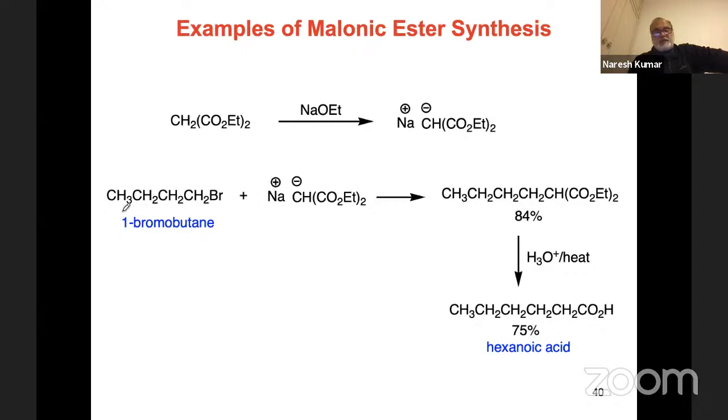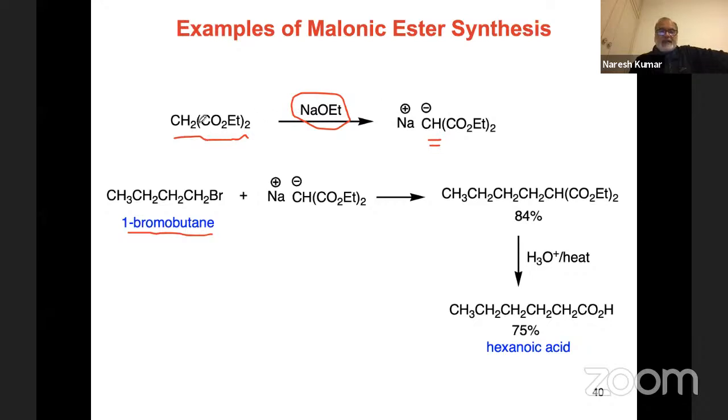So the example we are looking at here is 1-bromobutane. That means 4-carbon alkyl halide, that's 1-bromobutane, is reacted with malonate in the presence of sodium ethoxide base. And we want to find out what the product of this reaction will be. So basically, ethoxide will remove one of the protons from malonate.